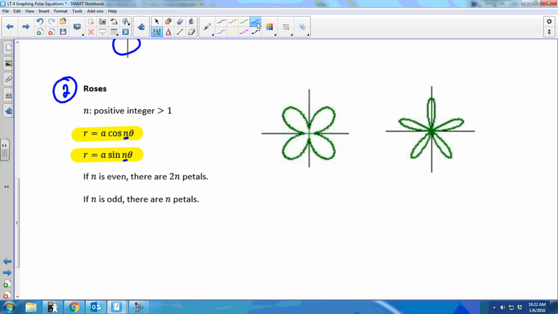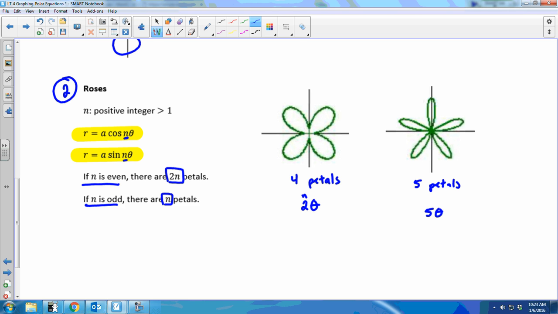If n is even, there are 2 times n number of petals in your rose. Again, it's good to know what it's going to look like before you start. So in this case, I have 4 petals. So whatever the equation said had 2 theta in the equation. 2 would have been n, and we have 2 times 2 number of petals. There's 4 petals. In this graph over here, I have 5 petals. If n is odd, there are just n number of petals. So this equation, whatever the rest of it was, had to have 5 theta in it. So there are 5 petals.